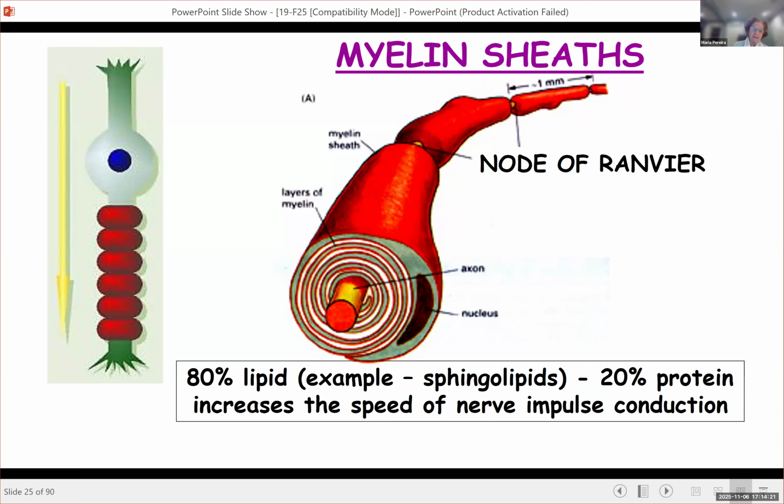But just keep in mind, you see here that the axon is not 100% covered by the Schwann cells. There are spaces between two neighboring Schwann cells. And in those spaces, the axon is naked, let's say, not protected by Schwann cell. And those are known as the node of Ranvier.